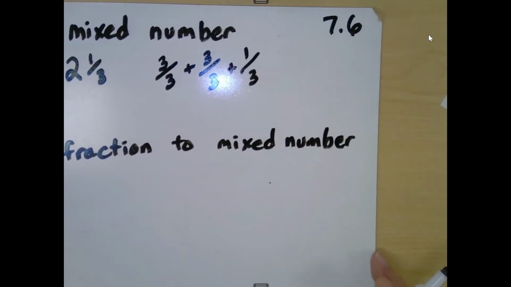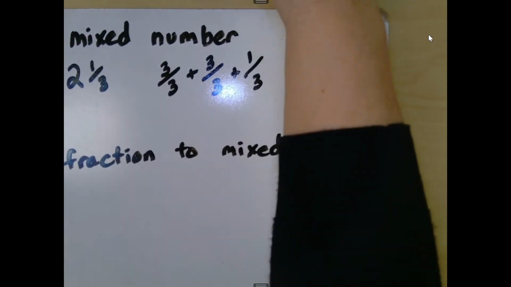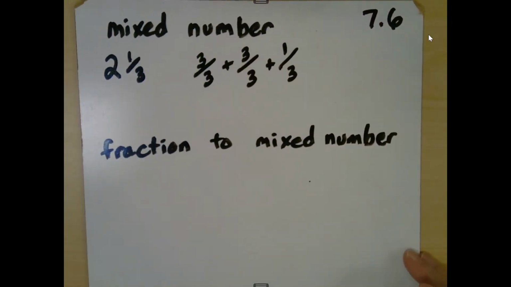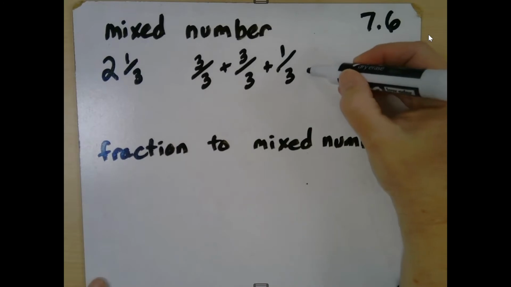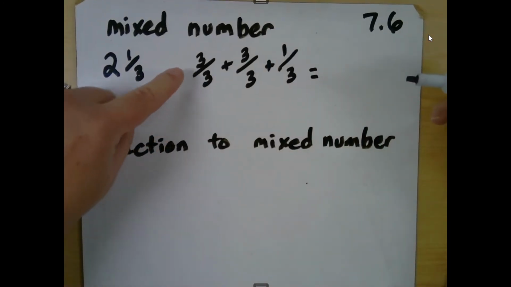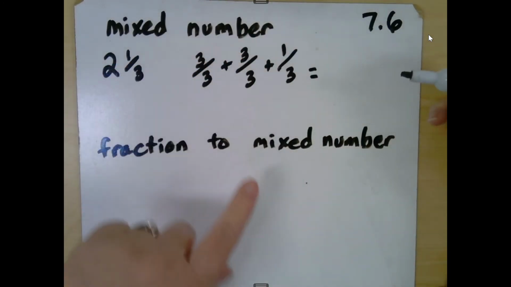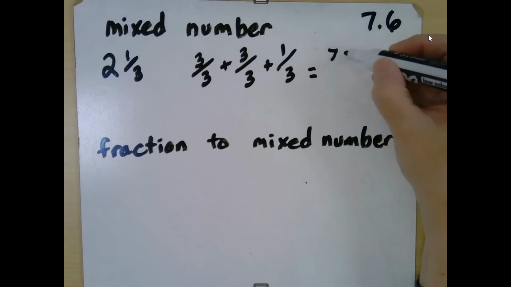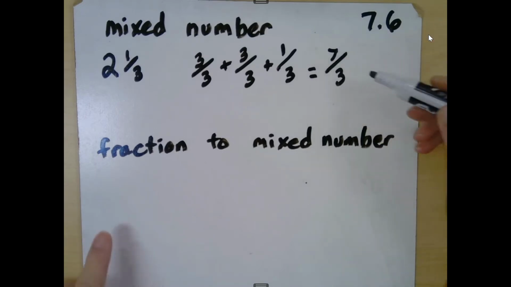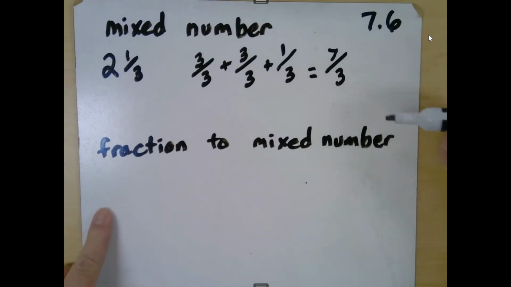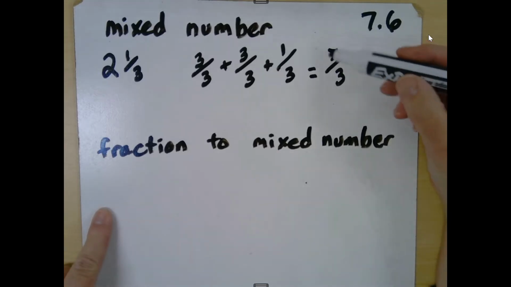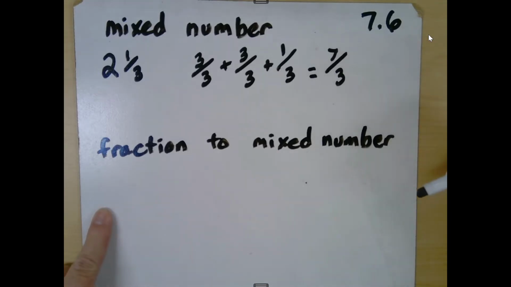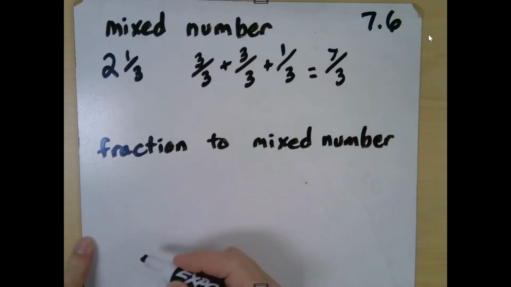Now, all together, and I'm sorry there's a glare on that. Let me turn the lamp off. There we go. Okay, so all together, if we added that, 3 plus 3 is 6, plus 1 is 7/3. Now it's an improper fraction, and what I mean by that, it's bigger on top than it is on the bottom. Now, let's say we want to take that fraction and make it back into a mixed number.